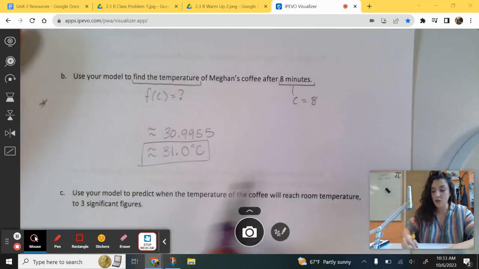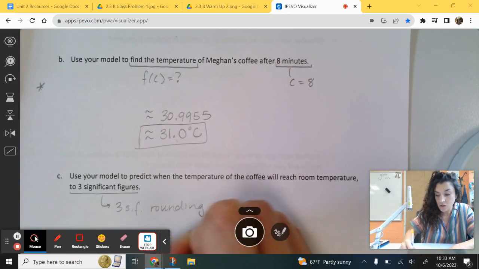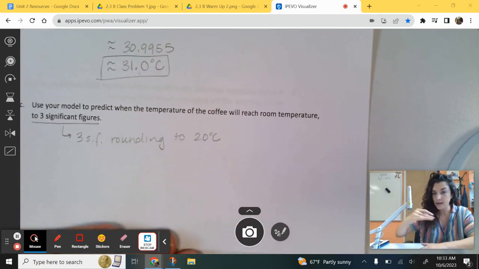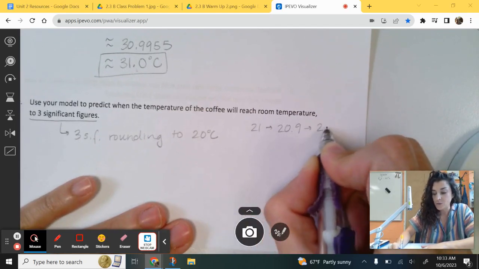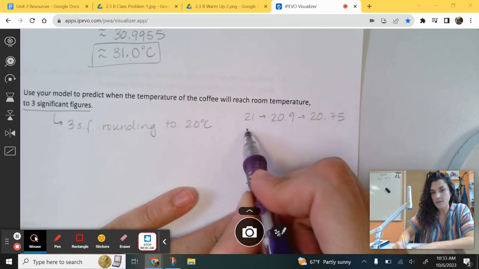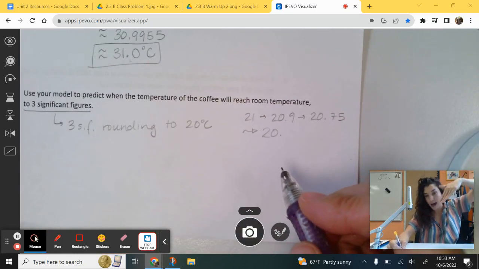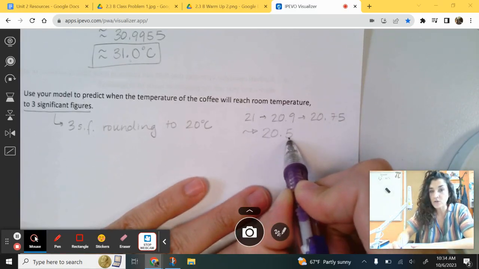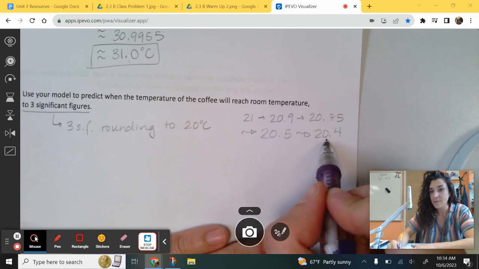Okay, so the fact that it said to 3 sig figs means rounding to room temperature. So if we're starting from a high temperature to getting closer to 20, then we might have something like 21, right? And then it becomes 20.9, and then 20.75, right? All of these 3 sig figs would still round to 21. So then we have to start thinking about what would we have that's above 20, because we know the temperature is coming from hot, cooling down to 20. If we did 20.5, that would still round up to 21. But if we did 20.4, right, at that moment, then no.